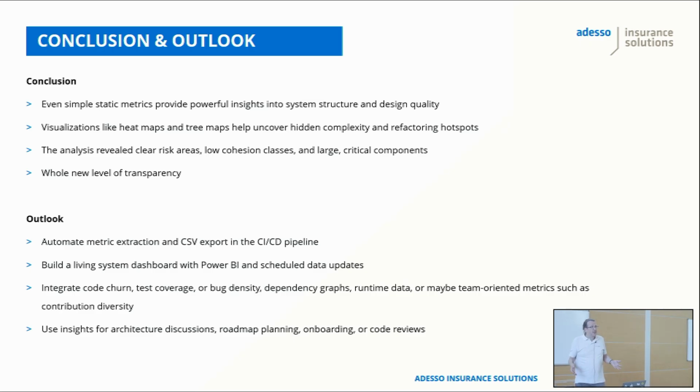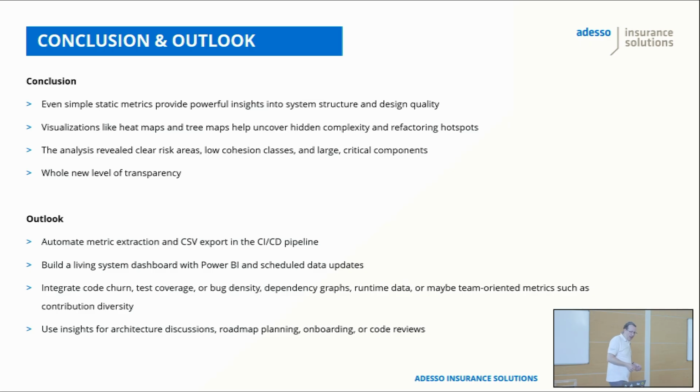So even simple static metrics might provide powerful insights into the system and the structure and design concepts and the architecture and so on. Visualizations like heat maps and tree maps might help to uncover hidden complexity and refactoring hotspots. The analysis clearly revealed risk areas, low cohesion classes and low cohesion packages, and also large critical components.